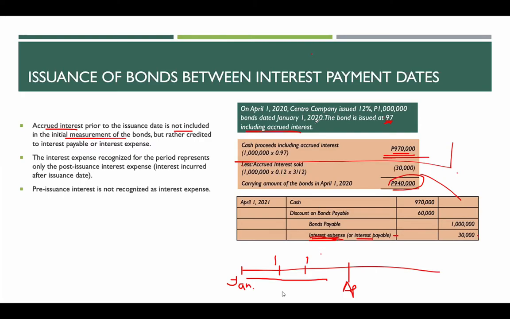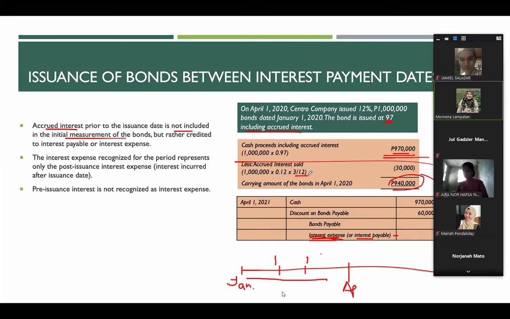So, that is 3 months. Kaya 3 over 12. Yun nandito. Okay? Okay na ba? Yes, ma'am. Thank you. Okay, sige. So, yun. Sinasabi ng standard, we are not going to include the accrued interest sa carrying amount ng bond. That is why dinidak natin siya dito. Bakit ulit natin siya dinidak?